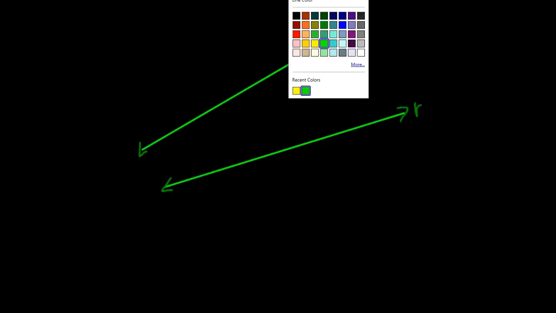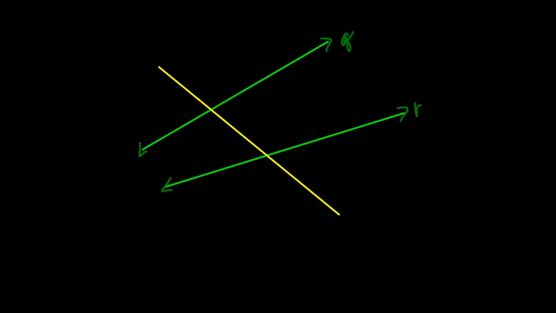So I'm not going to draw parallel lines, and I did that on purpose. You're probably thinking, yeah, right, you did. But really, seriously, I did. All right, and then we'll say that this is line Q and R. And then let's draw a transversal here. If you're taking notes with me, you can draw a transversal wherever you want to, but I'm going to draw mine there.